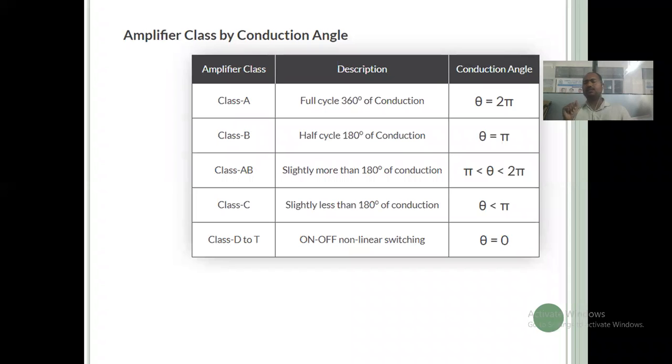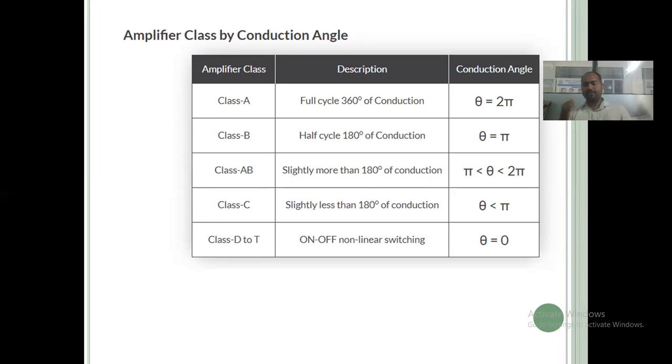We are also designing the class C type of amplifier. In a class C amplifier, whatever output comes should be less than 180. 180 indicates that it is pi. So the operating period for the class C amplifier is less than 180.